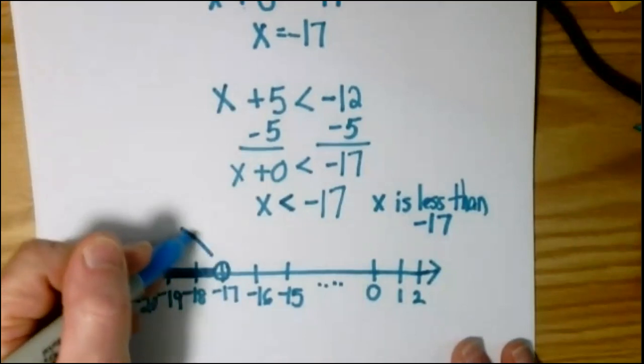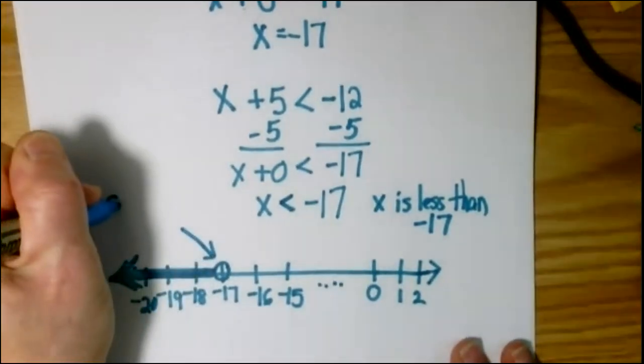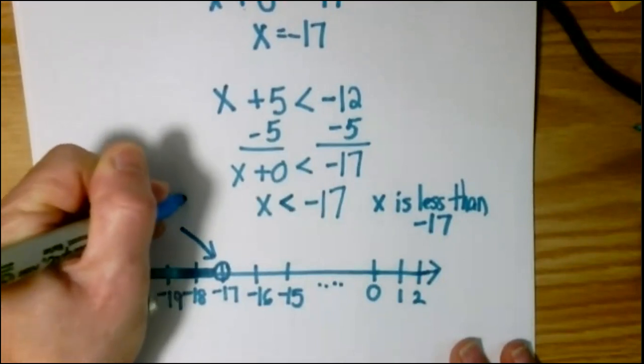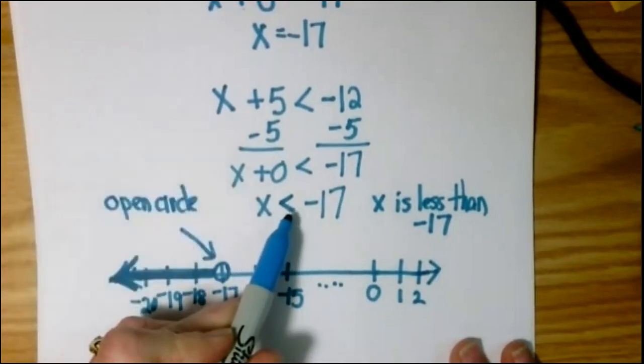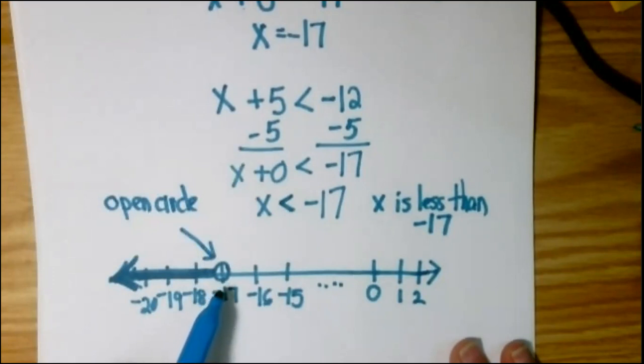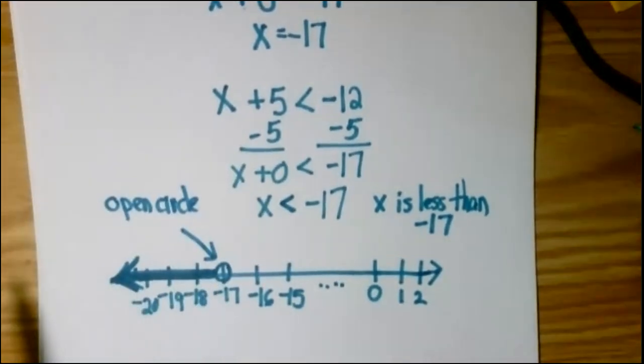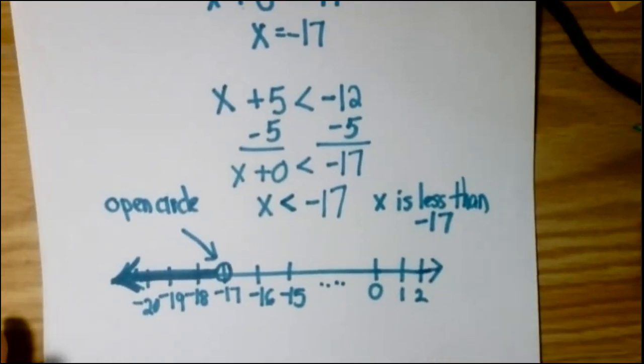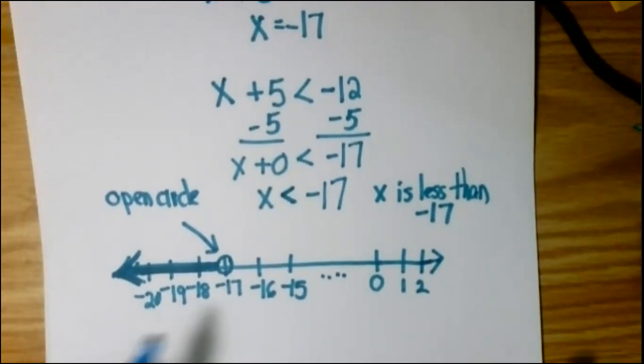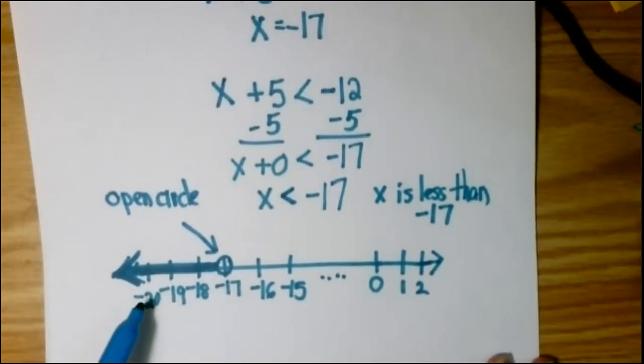And you might be asking, why do I have an open circle here? The open circle means that negative 17 is not included in the solution. The solution does not include negative 17. It only includes numbers less than negative 17. And remember, with negatives, the farther you are from 0, the smaller the number. So if you think about it, you'd rather play outside at negative 17 degrees than at negative 20 degrees. Negative 20 is farther from 0 than negative 17.